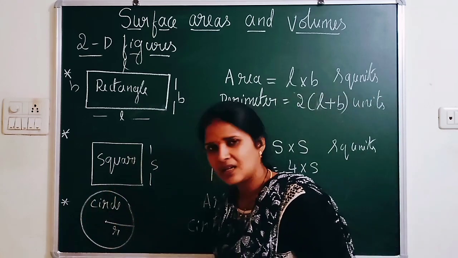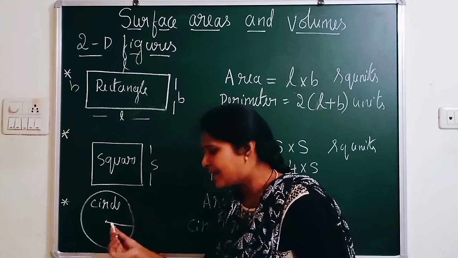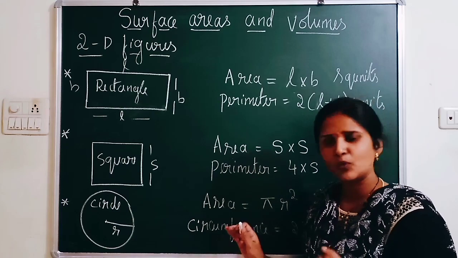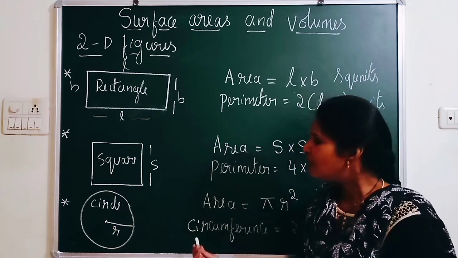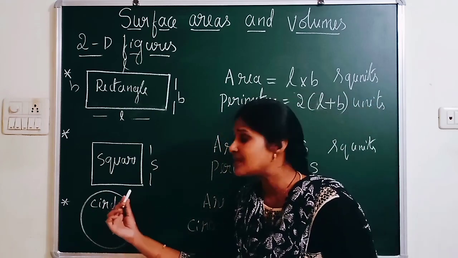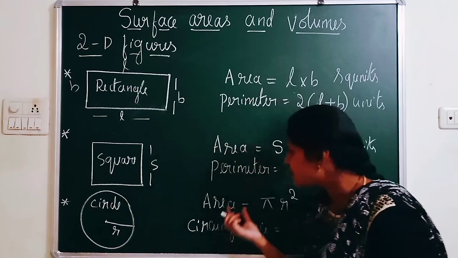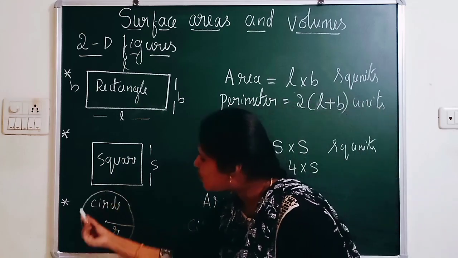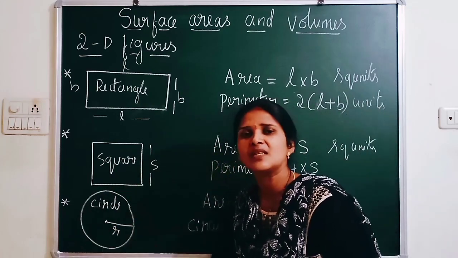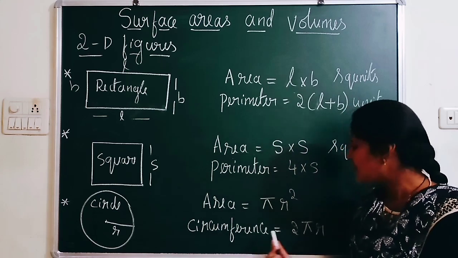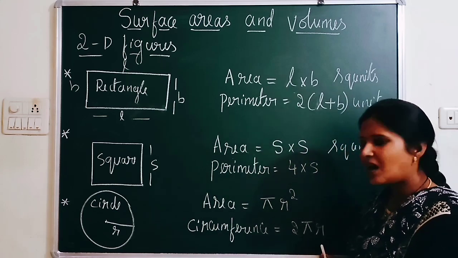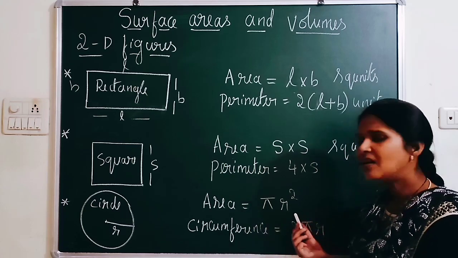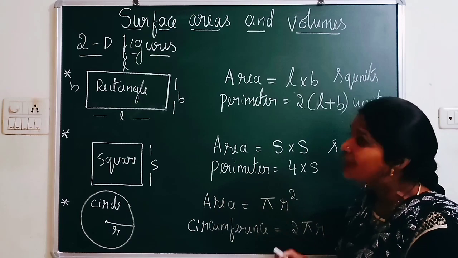Next comes circle. This is the radius of the circle. Perimeter and circumference are the same in the case of a circle, because it is a closed figure without any line segment. Instead of saying perimeter, we call it circumference. That is, the boundary of the circle is nothing but the circumference. Circumference of a circle is 2 pi r and area of circle is pi r square, where r is the radius. So these are all three 2D figures.